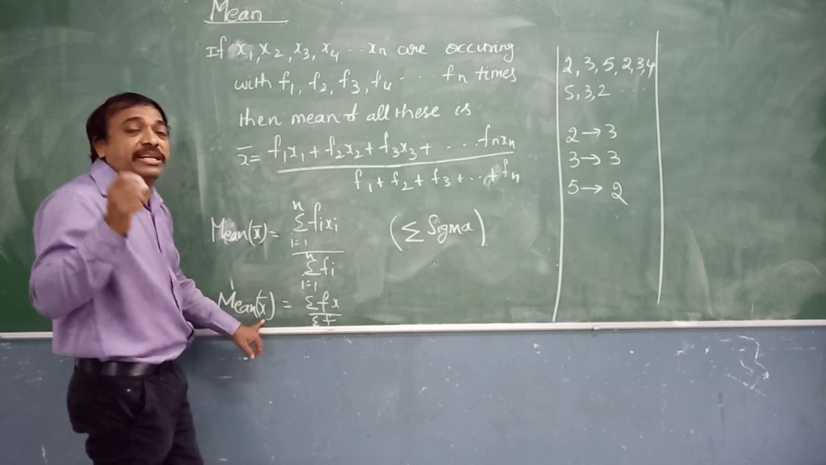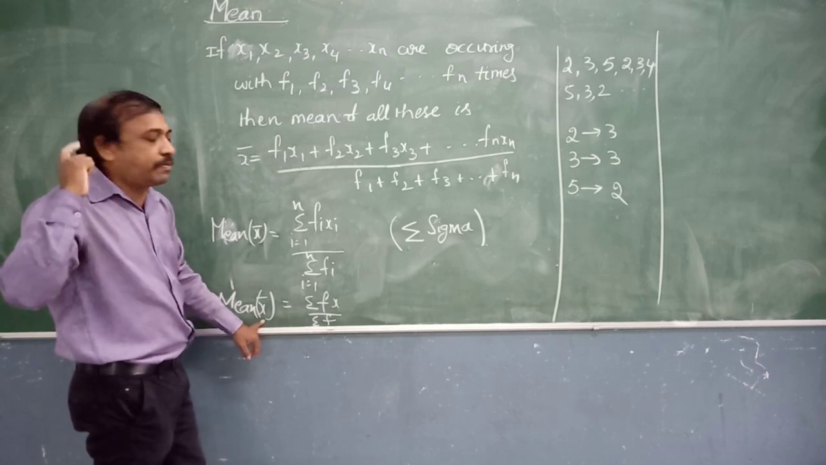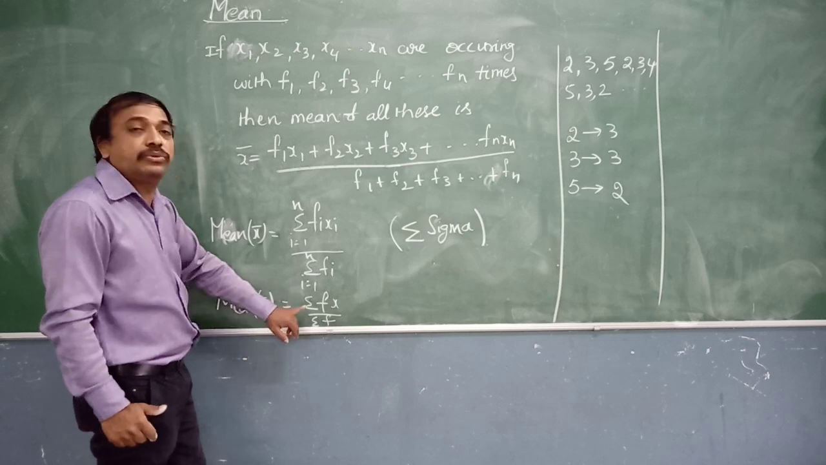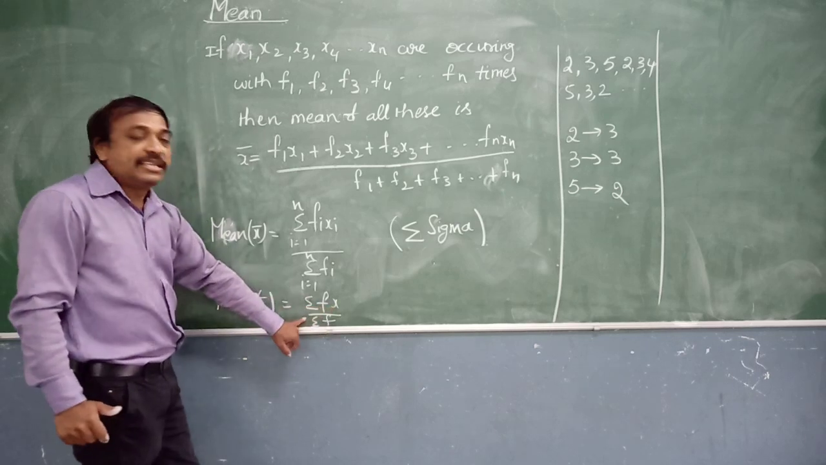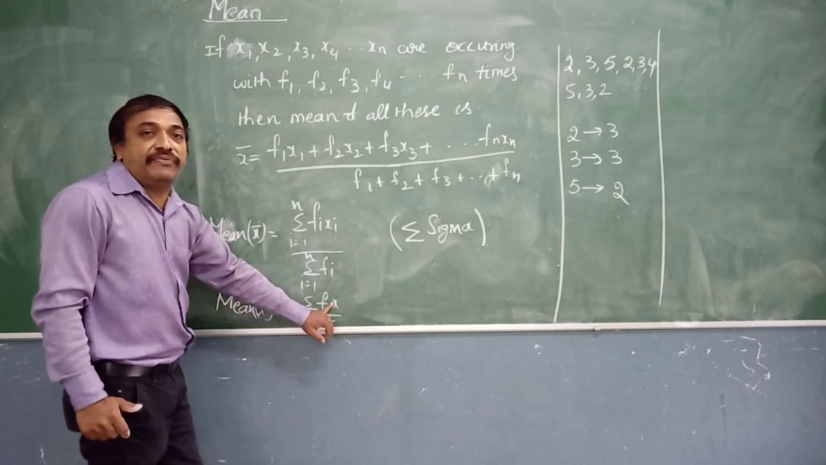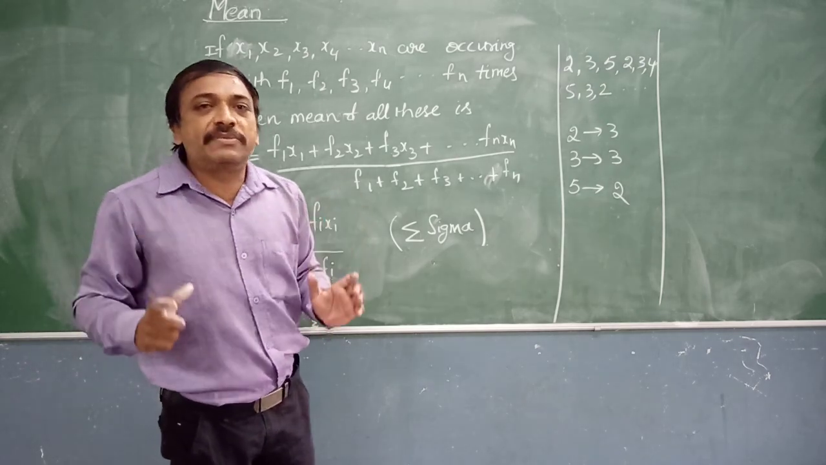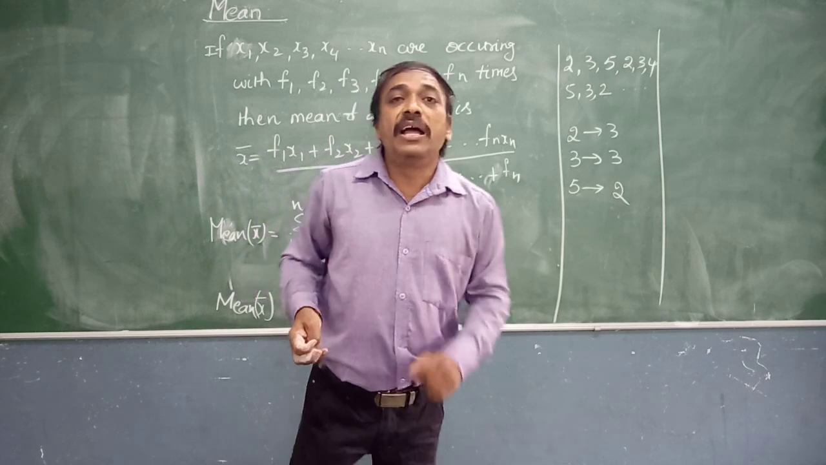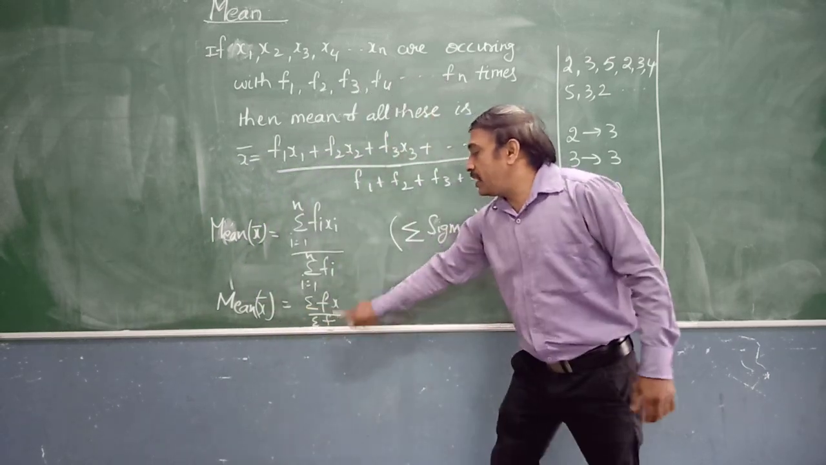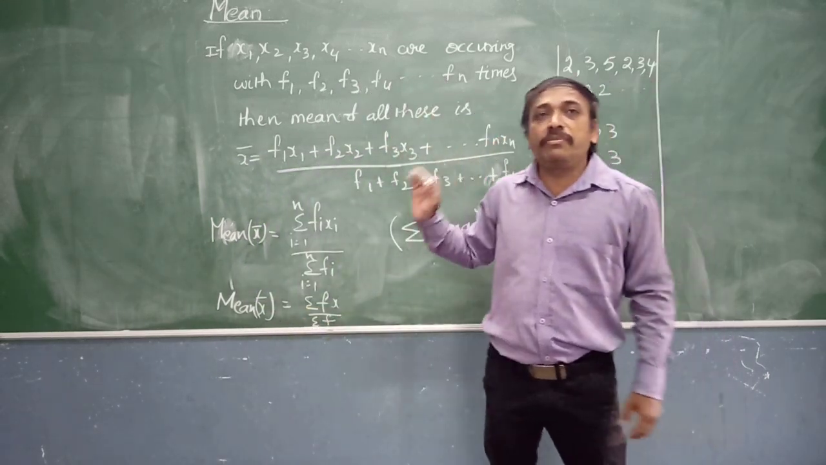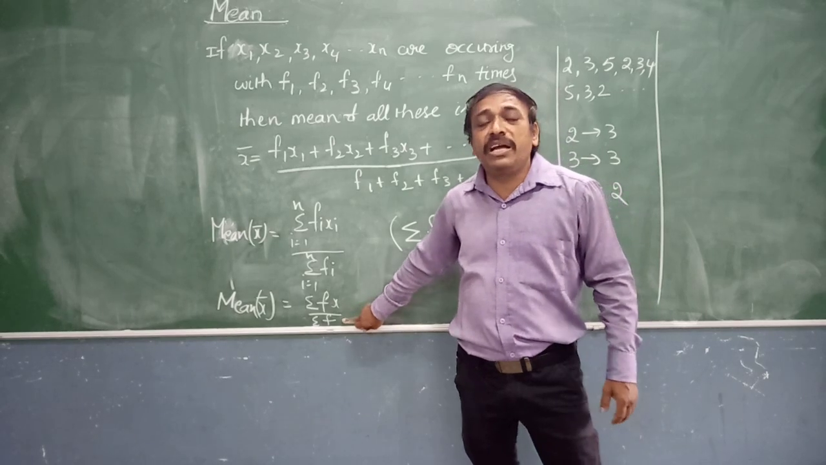Mean, denoted by x bar, is x bar equals sigma fx by sigma f. Can you repeat the formula? Mean x bar is equals to sigma fx by sigma f. So what is the formula? Mean formula: sigma fx by sigma f.